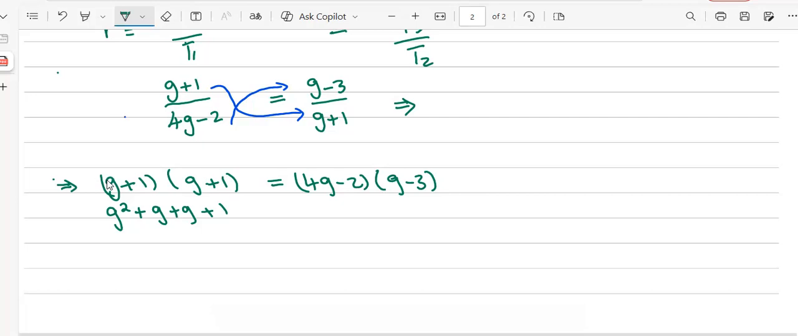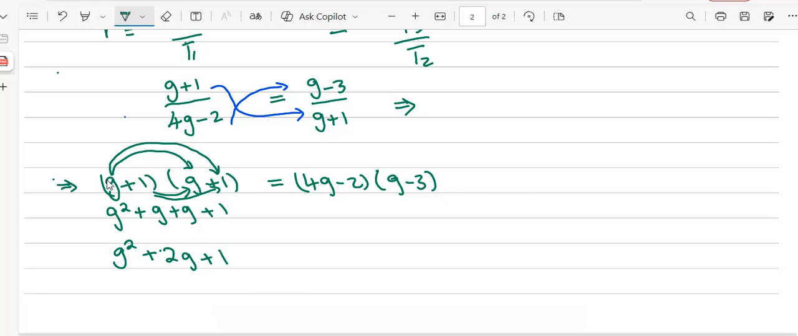I think you guys are in grade 12 now. You understand how the FOIL method works. g times g gives us g squared, then g times 1 gives us g. Then we do the same with the 1, times g, times that 1. So when we add the like terms, we are left with g squared plus 2g plus 1.